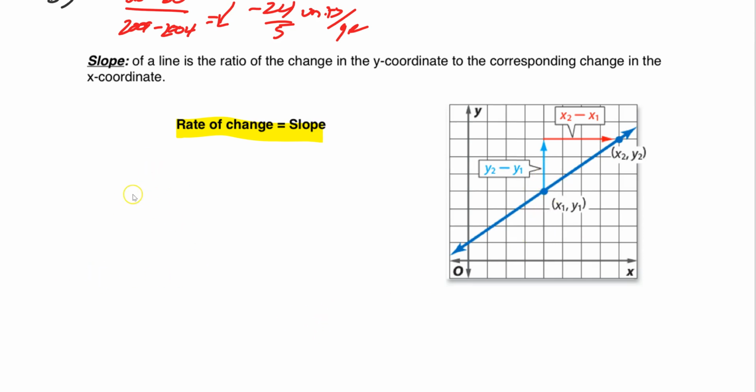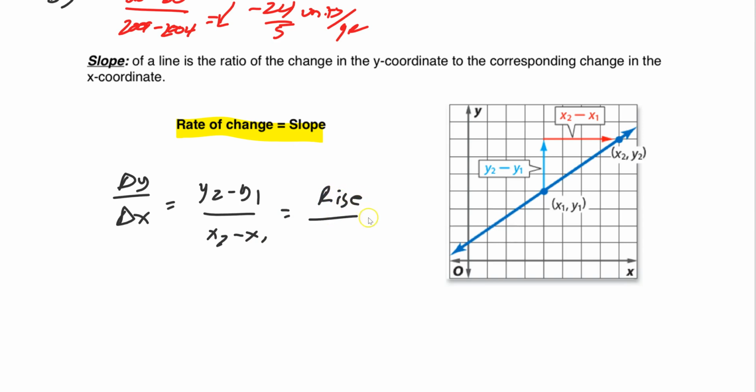So all we're going to do is use a formula. Change of y over change of x, which is y2 minus y1 over x2 minus x1. Also known as rise over run. Remember 3rd grade math. So in this case, rise is going up, minus is going down, and we always run to the right. So that's rate of change.